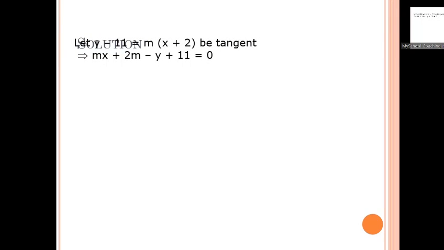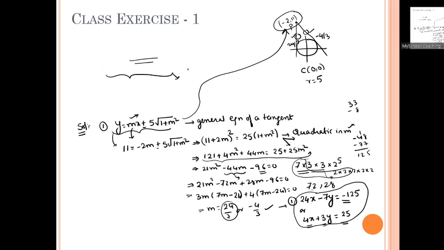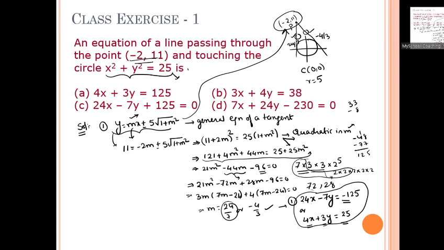See, in the solution he has used a different method. Let me explain one more method to you. In this we have used the general equation of circle, right? The second method is, we can start with the point. So any line passing through the point -2, 11 is given by y minus 11 is equal to m into x plus 2. I can start like this as well.